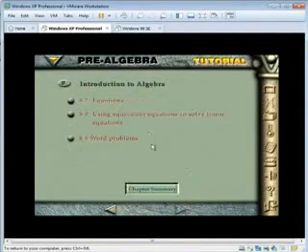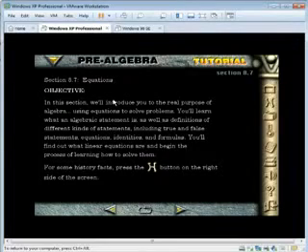Chapter 8, Introduction to Section 8.7, Equations. In this section, we'll introduce you to the real purpose of algebra, using equations to solve problems. You'll learn what an algebraic statement is, as well as definitions of different kinds of statements, including true and false statements, equations, identities, and formulas. You'll find out what linear equations are, and begin the process of learning how to solve them.